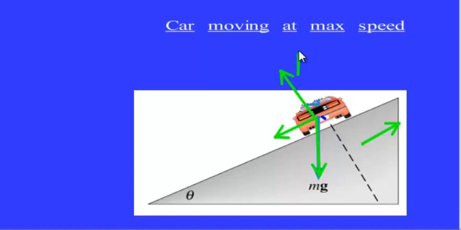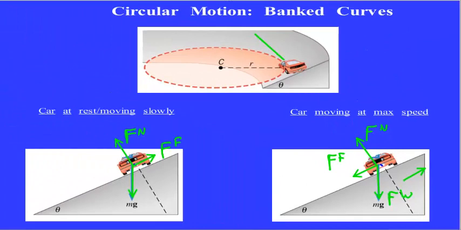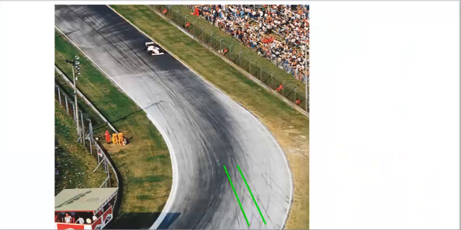So it's tricky, because you've got to know a little bit about the motion of the car before you can draw the correct free body diagram. If the car is moving slowly, or not at all, friction is going to be acting up the ramp to keep the car from sliding down the ramp. And if it's moving very fast, friction is going to be acting down the ramp. So let's see how those free body diagrams guide our equation writing. Let's take a look at the next screen here.